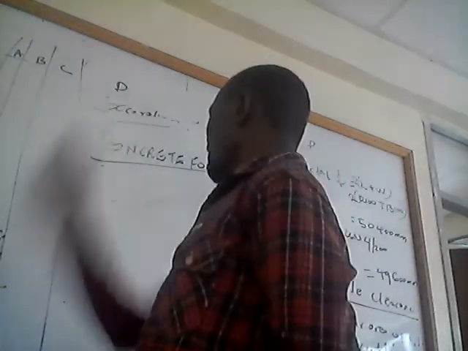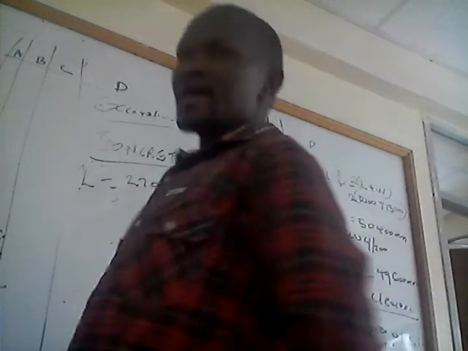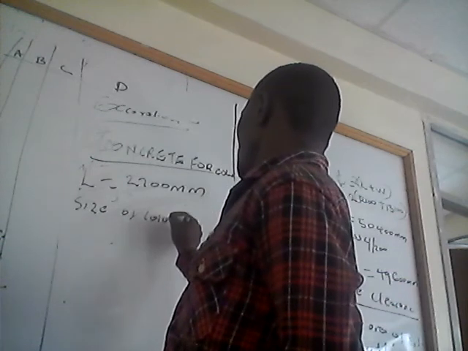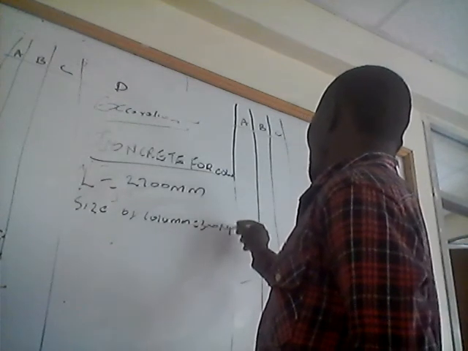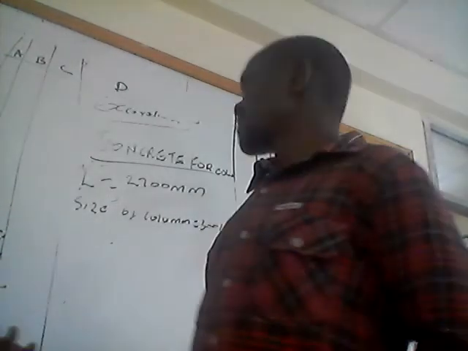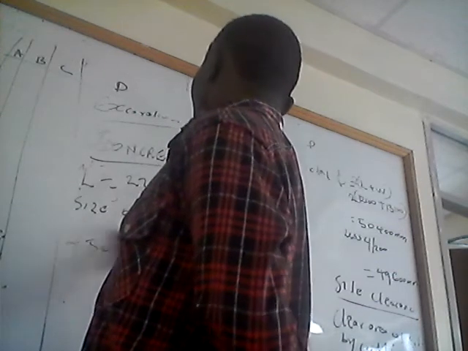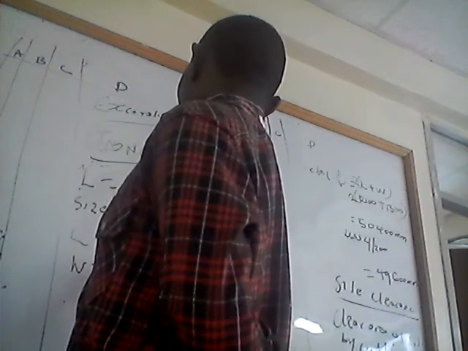The height of the column is to be 2700 millimeters, and the size of the column is to be 300 by 450 millimeters. So that's what is measured. Our length will be 450 millimeters, width 300 millimeters, while our depth or height is 2700 millimeters.